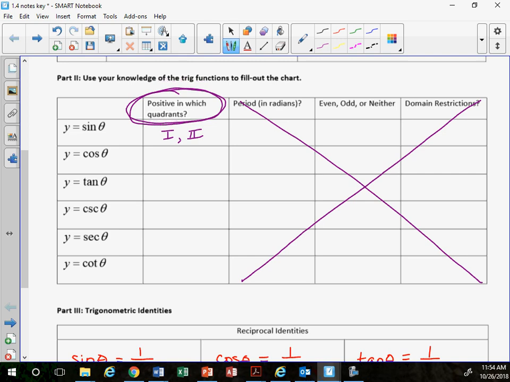Try to fill in the rest of the chart. See if you agree with your neighbor. The 1 and 2 positive numbers. Like a counterclockwise.